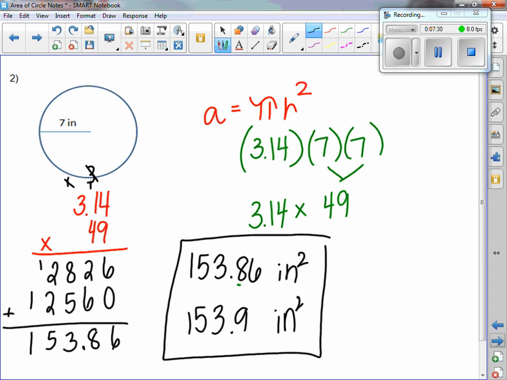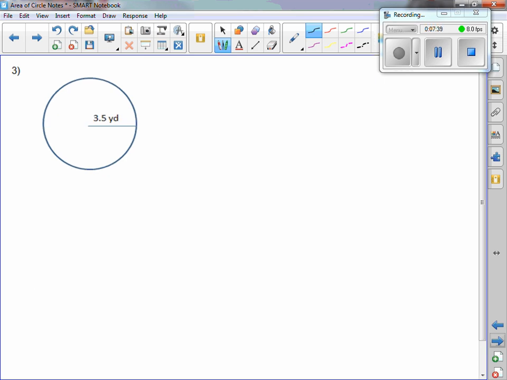So pi times the radius squared, or pi times the radius again. That's what that means. All right, they gave us the radius again, which is nice. We don't have to cut the diameter in half, but they did give us a radius that has a decimal, so be really careful here. Pi is 3.14.